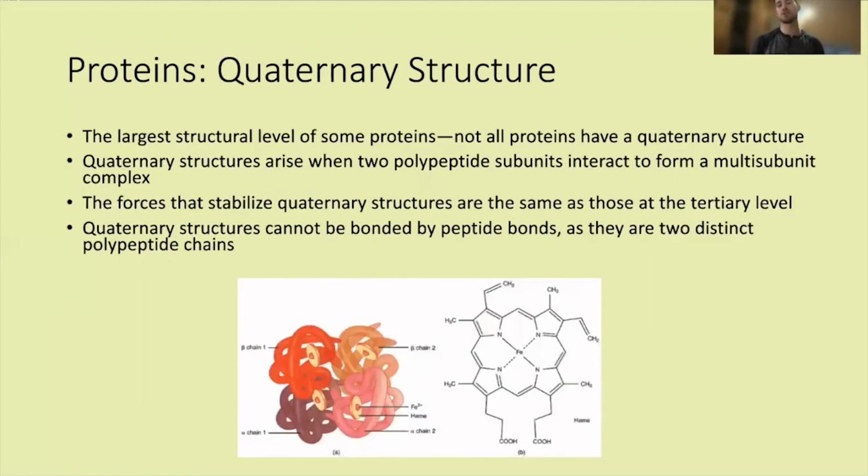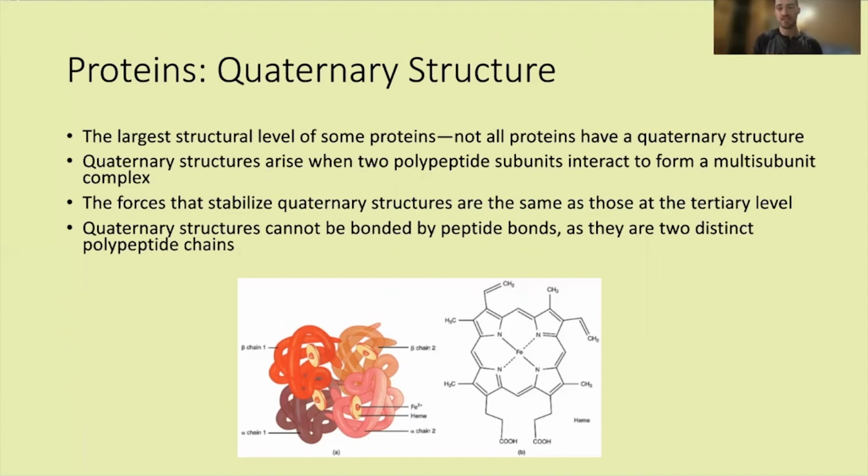Okay, so quaternary structure is the largest structural level of some proteins, and it's important to keep in mind that not all proteins do have a quaternary structure. So they arise when two polypeptide subunits interact to form a multi-subunit complex. So if you look below, we have hemoglobin. I'm sure you're all familiar with hemoglobin. That would have a quaternary structure because we have 4 different subunits that are associating together, not with a peptide bond, but they're associating together and they're creating one larger complex. And we identify all 4 subunits as one complex known as hemoglobin. It's not an enzyme, but it is the same exact concept.